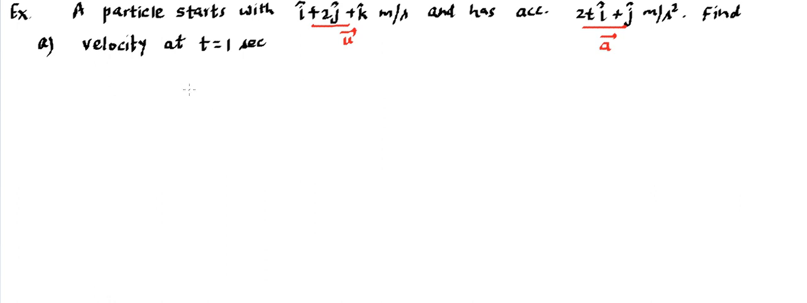Use the equation that we have just talked about: v vector is equal to u vector plus the integration of a vector dt. So this integration has to be performed. I would suggest that you perform this from 0 to t. Don't put t equal to 1 initially, so that you will finally find a general equation for any time t. Then whatever the values of t are given to you, you can keep putting them in. So I'm integrating from 0 to t so that we can get a general formula.